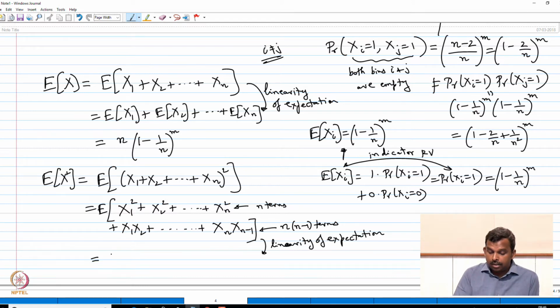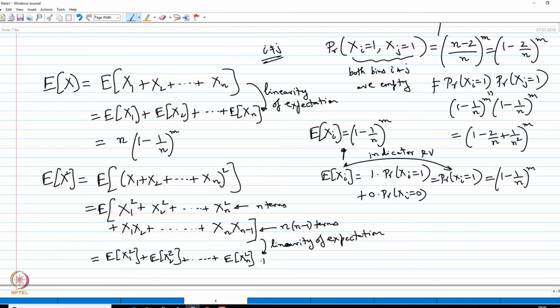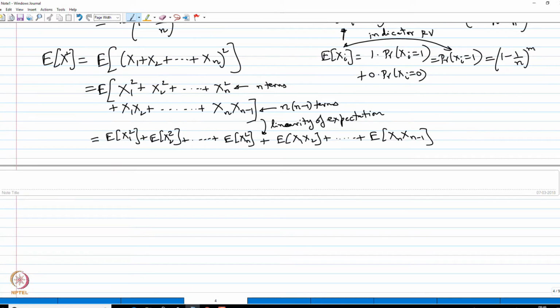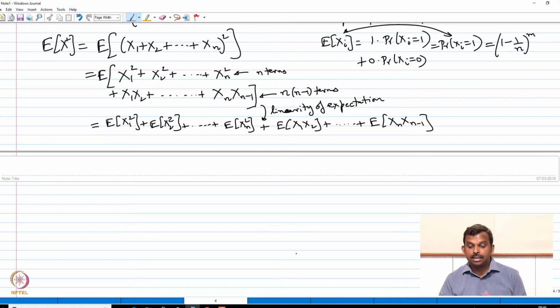If you do that, this will simply become expected value of x1 squared plus expected value of x2 squared plus so on till expected value of xn squared. Okay, and then you will have all these other terms, expected value of x1 x2 plus dot dot dot expected value of xn minus 1 xn. Hopefully this is easy. Okay, so now what is expected value of xi squared?